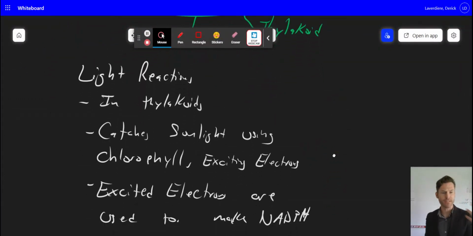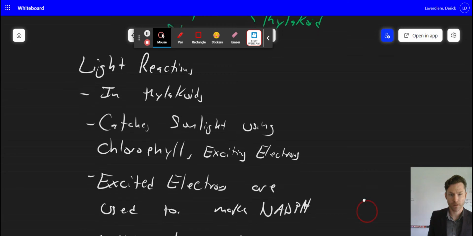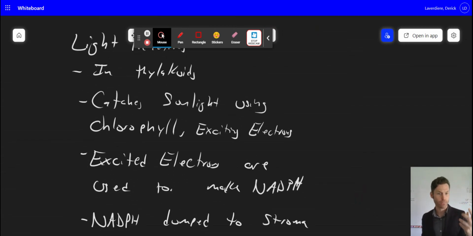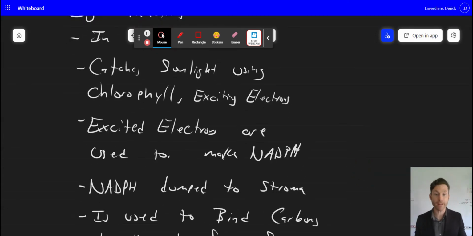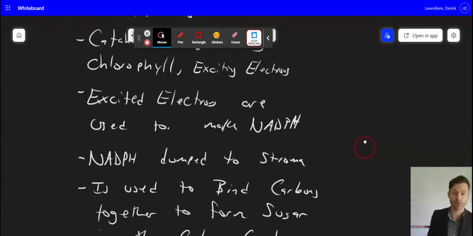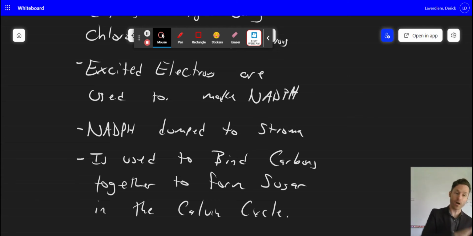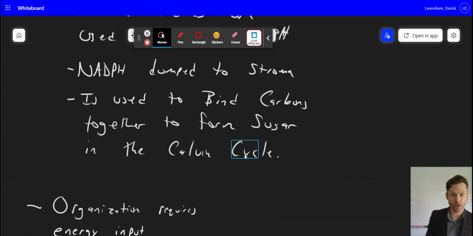So the photosynthesis process is broken down into 2 steps. The light reactions occur within the thylakoid, and the light reactions catch sunlight using the pigment chlorophyll. That sunlight excites electrons within that pigment. Those excited electrons are carrying energy now, and that energy is used to make another molecule called NADPH. And that molecule is effectively just a short-term energy transfer molecule. So that is now holding that energy that was caught from the sunlight, and it falls out of the thylakoids and out into the stroma, where the Calvin cycle occurs.